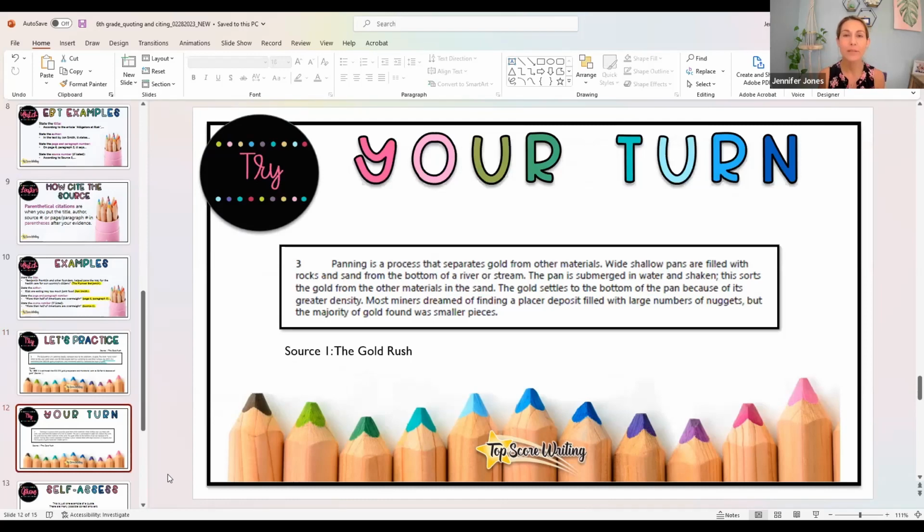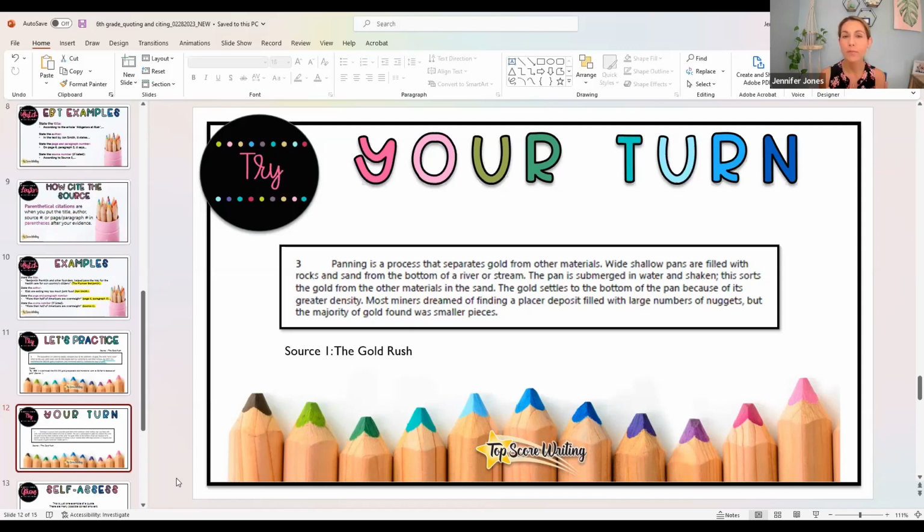Now it is going to be your turn to try. So we are going to work on this one together and I will help you. Let's take a look at paragraph number 3. I would like you to pick one of the sentences from this paragraph and quote it. So again, you're going to either use EBT or parenthetical citations.